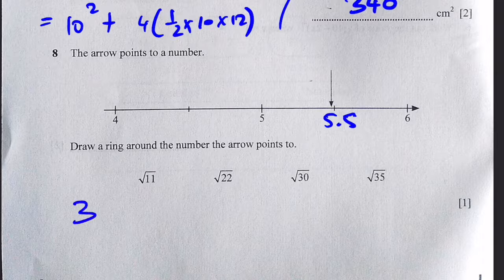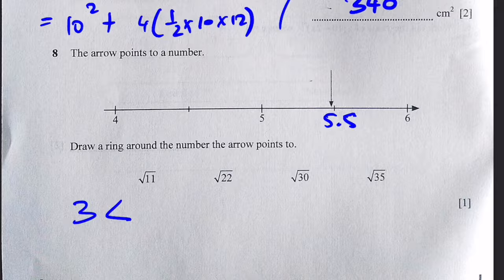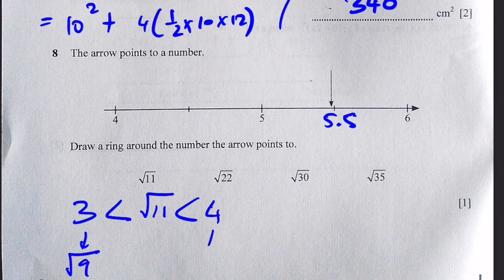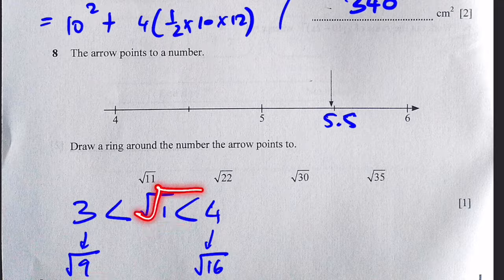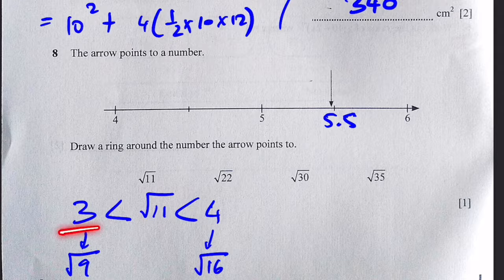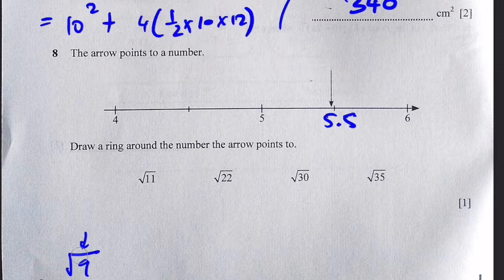This is in between 3 and 4. Why and how? Because 3 is actually the square root of 9 and 4 is actually the square root of 16. Since 11 is in between 9 and 16, the square root of 11 will also be in between the square roots of these two numbers. That'll be in between 3 and 4. So this is not in between 5 and 6, so you can rule it out. Put a cross there. Next is root 22.